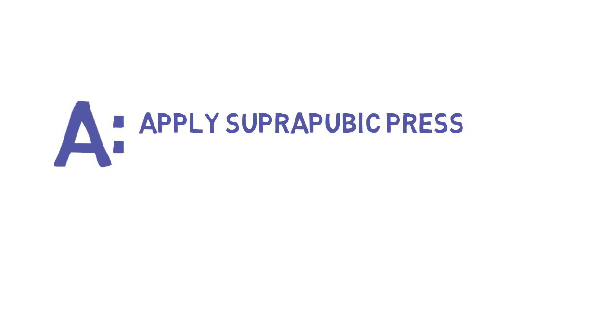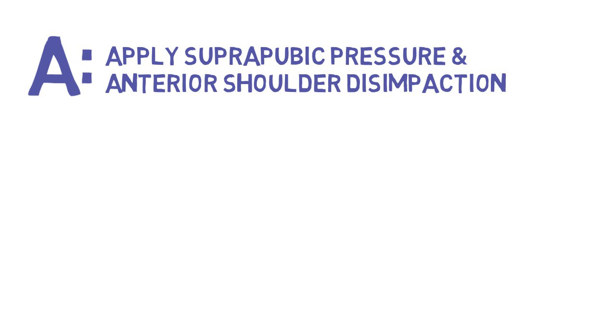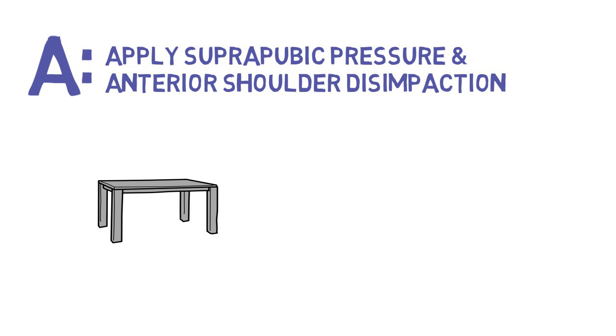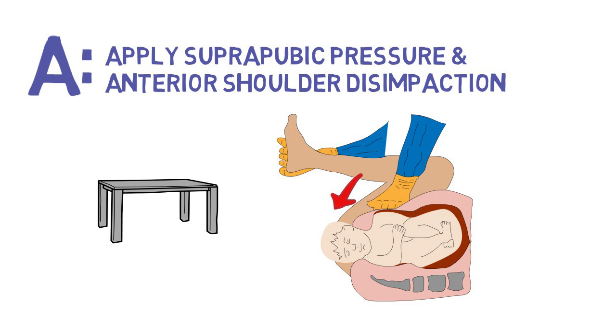A stands for Apply Suprapubic Pressure and Anterior Shoulder Disimpaction. To do this, one of the team members needs to grab a stool to stand on and then use their palm or fist to apply downward and lateral pressure suprapubically. This maneuver adducts and rotates the fetal shoulders to disimpact the anterior shoulder.